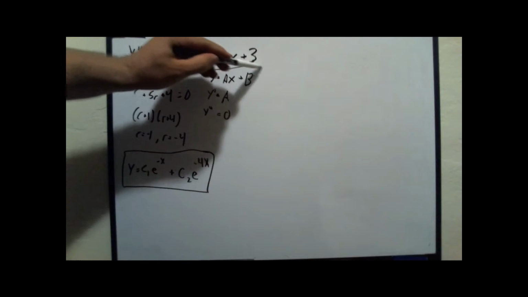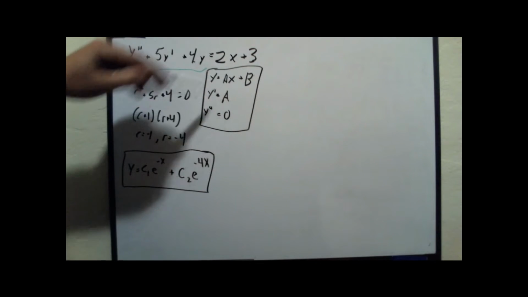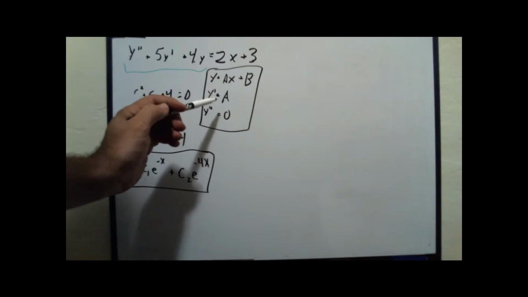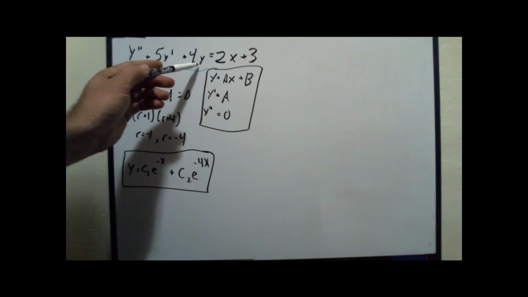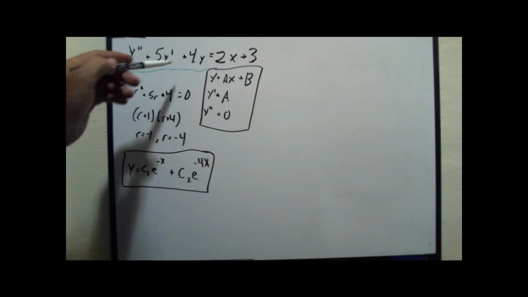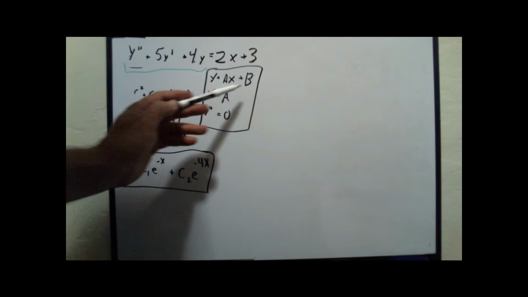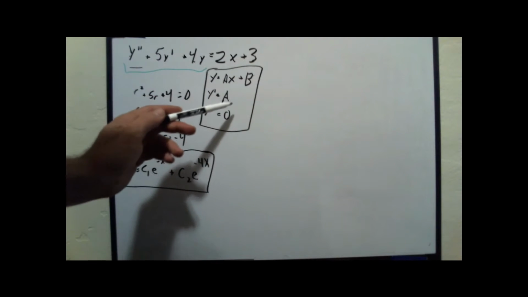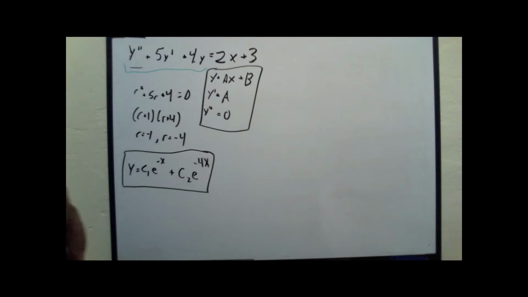And I'm going to circle that just to separate this from everything else. And now I can take this equation, and I can say wherever I see a y, I'm going to plug in ax plus b. Wherever I see a y prime, I'm going to plug in a. And wherever I see a y double prime, I'm going to plug in 0.